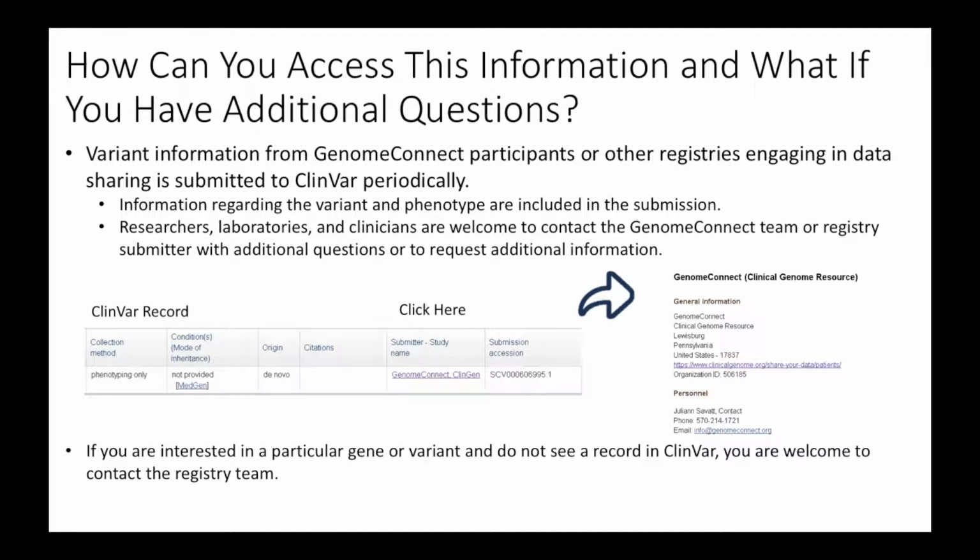So how can you leverage patient-shared data to inform your classification efforts? First, review ClinVar. Variant information from Genome Connect participants or other registries engaging in data sharing is submitted to ClinVar periodically. We are happy to answer questions regarding our submissions, including whether other variants may have been detected in that individual, whether maternity and paternity were confirmed when the variant was reported as de novo, or to invite participants to participate in functional studies or additional research.